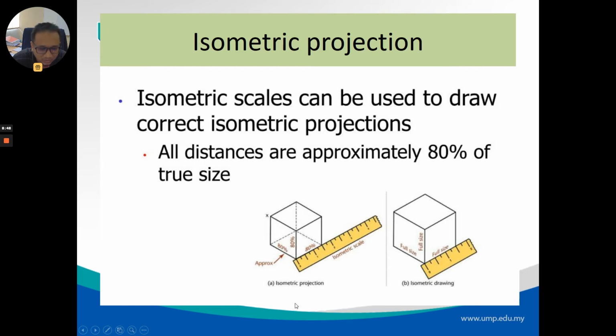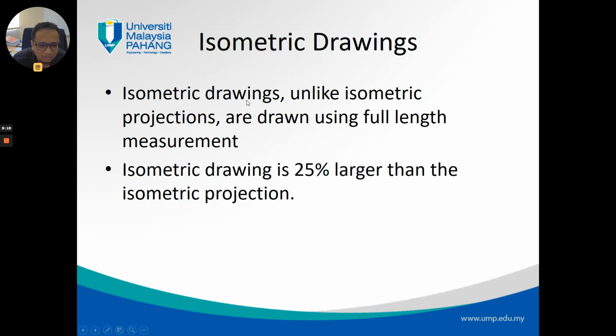So taking out the isometric drawing, this is the projection, which is approximately 80% of the true size, but the isometric drawing has to be 100%. Okay, these are the two differences between the projection and the drawing. So you take about 80% of the true scale for the projection, but the drawing is at full size. The isometric drawing, unlike the isometric projection, is drawn using full length measurement. The isometric drawing is 25% larger than the isometric projection.